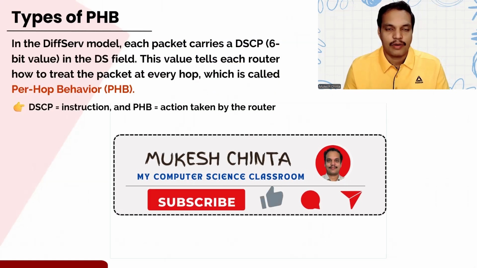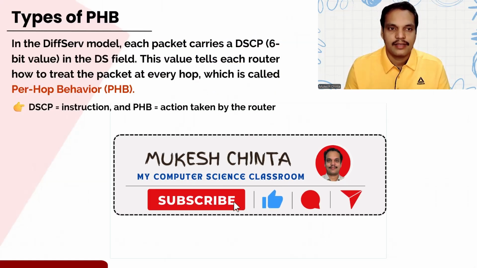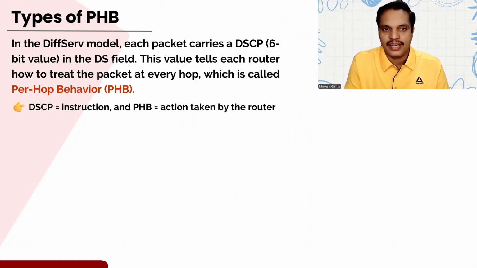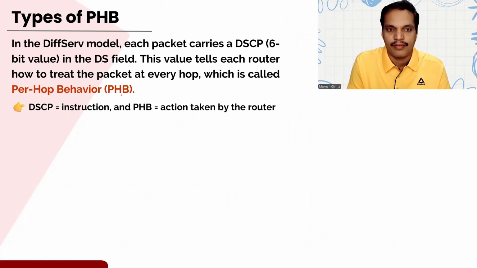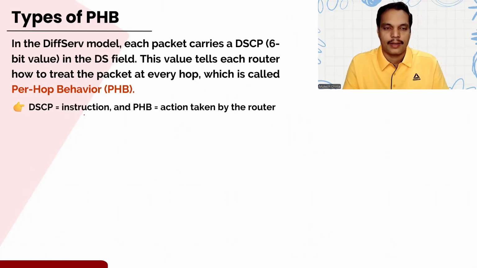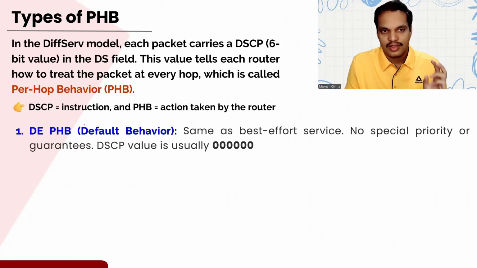In the DiffServ model, each packet carries a 6-bit value in the DS field called DSCP. This value is going to tell each router how to treat the packet at every hop, that is the reason we call it a per-hop behavior, abbreviated as PHB. In simpler terms, your DSCP is the instruction and the PHB will be the action taken by the router upon reading this instruction. As I told you, there are 3 types of PHBs, isn't it?